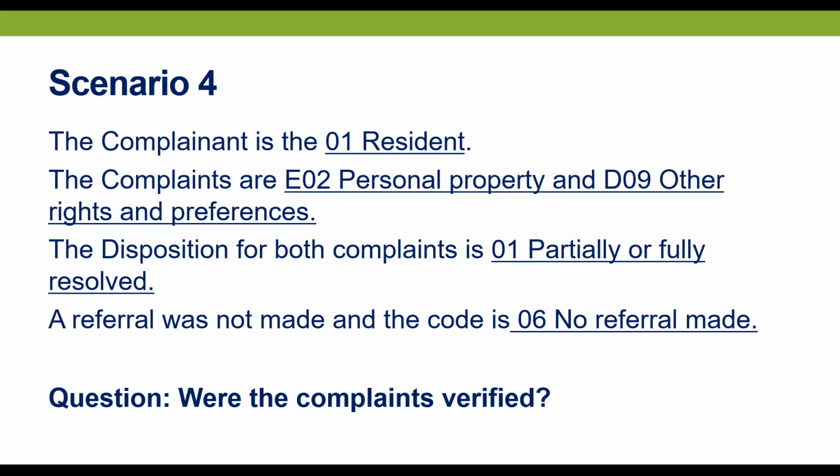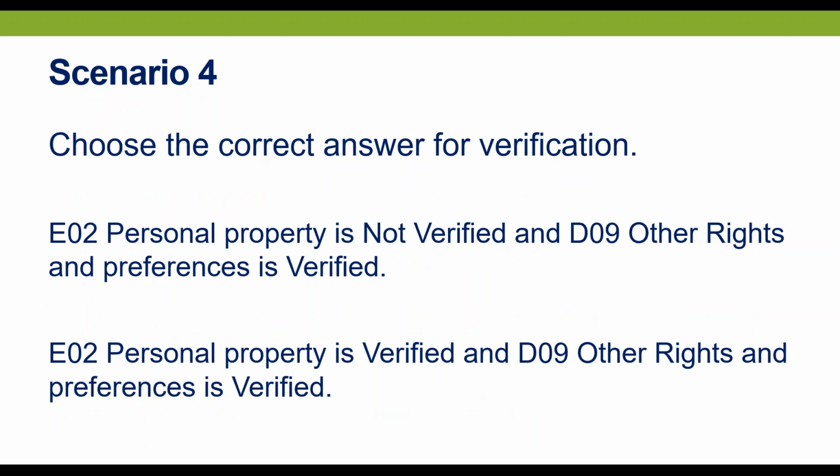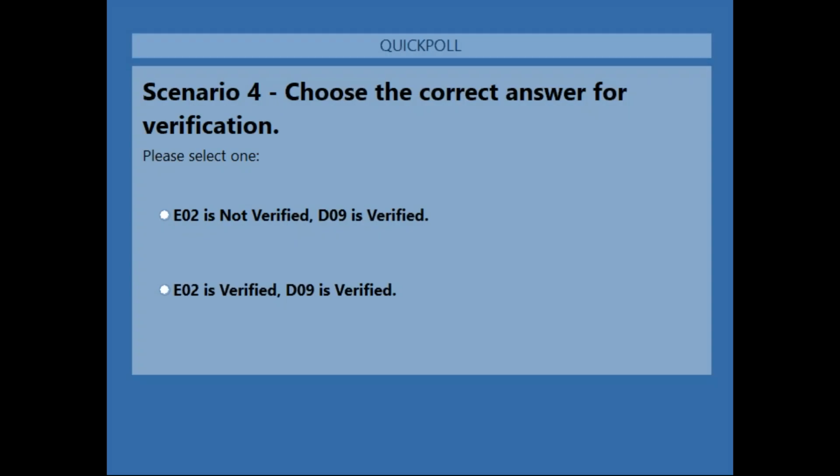So the complainant is the resident. The complaints are E02, personal property, and D09, other rights and preferences. The disposition for both complaints is 01, partially or fully resolved, and a referral was not made, so the code is 06, no referral made. So our question to you in the poll is, were the complaints verified? So as you can see, since there were two complaints, there's two options, both verified or one not verified and one verified.